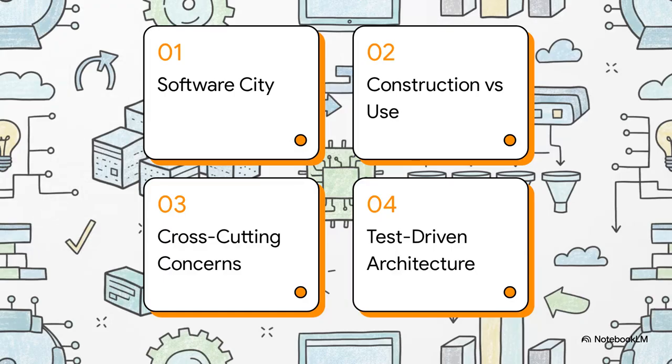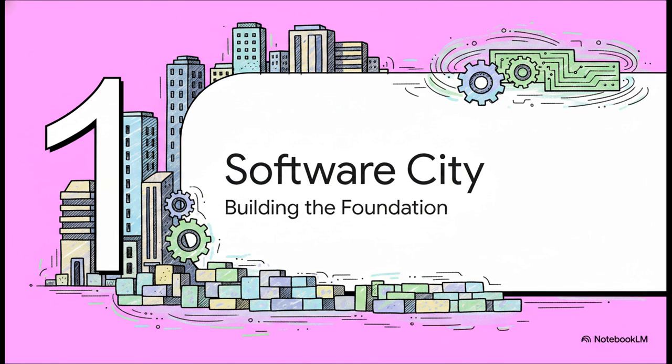Okay, let's take a quick look at our blueprint for today. We're going to cover 1. Building a software city, 2. Construction versus use, 3. Scaling cross-cutting concerns, and 4. Test driving your architecture. All right, let's jump right into Section 1, Building a Software City.